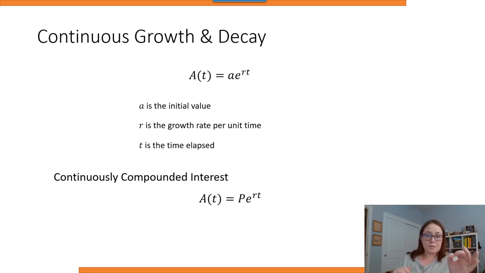So P is the principal again, E is that number E, and then R times T is the rate and the time, just like with the compound interest formula. So if you see a problem that says continuously compounded, use this formula instead of the other compound interest formula.